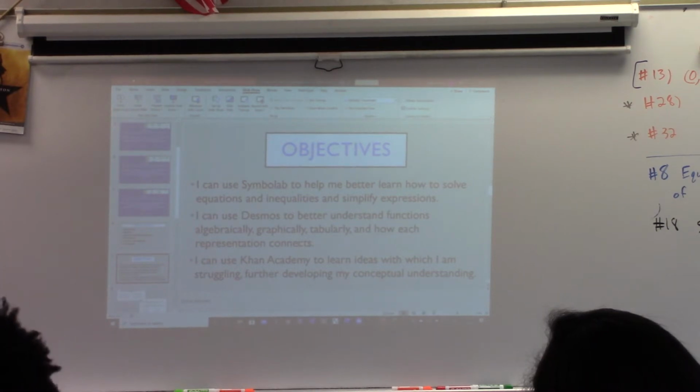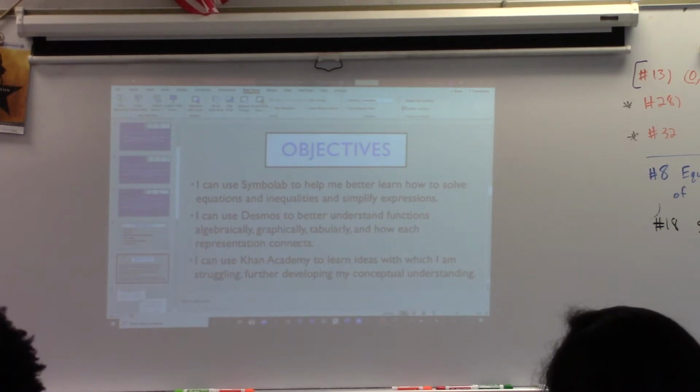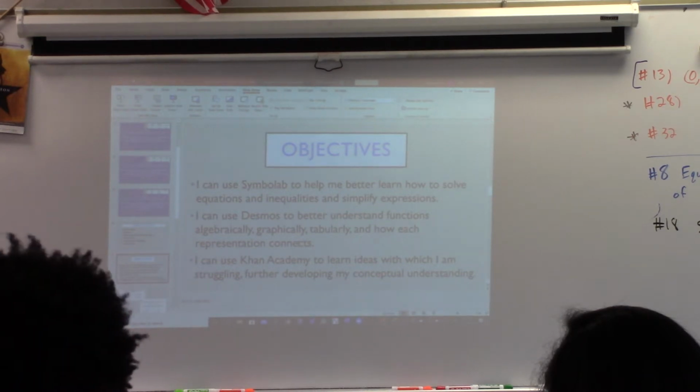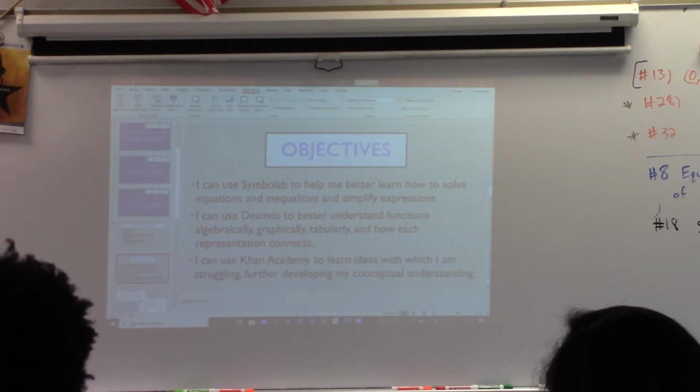All right, so we need to recognize that these different resources have different uses, and pay attention to that. These are going to help us learn math better and help us with homework, but if you still don't understand, there's a third resource that we want to pay attention to. Jalea, can you read our last objective for us? I can use Khan Academy to learn ideas with which I am struggling, further developing my conceptual understanding.